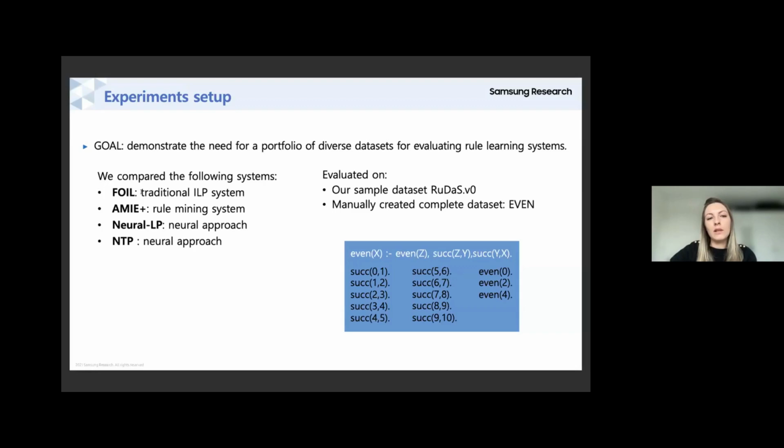The first one, FOIL, is a traditional ILP system. Then EMI Plus is a non-neural rule mining system, while the last 2 are 2 neural approaches. We evaluated on this sample dataset that we pre-generated from our tool. This one has around 200 datasets. And then we also compared on this small, complete dataset that is often used in neural ILP papers. This one just defines the concept of even number given the predicate about the successor.